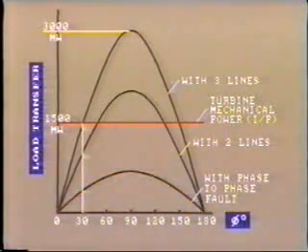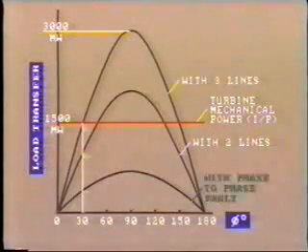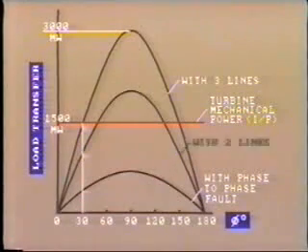We now have to consider three power angle curves. They are: 1, the initial condition with 3 lines in service; 2, the condition with the phase-to-phase fault on; and 3, the condition with only 2 lines in service after the faulty line has tripped.